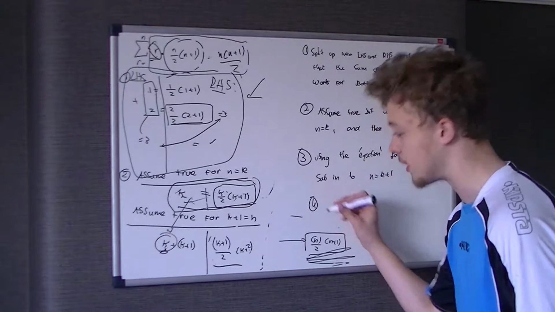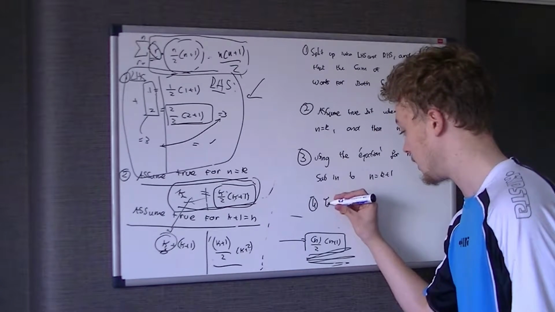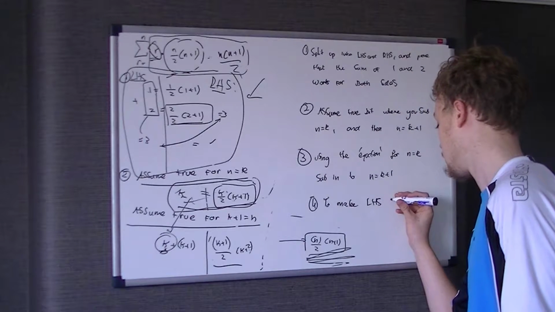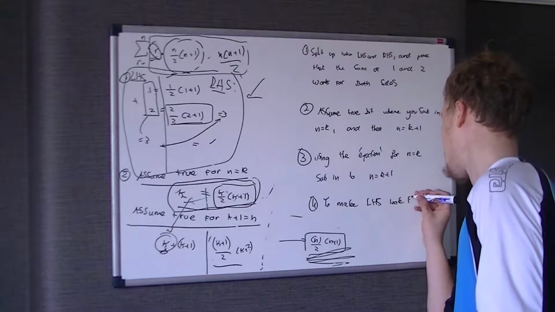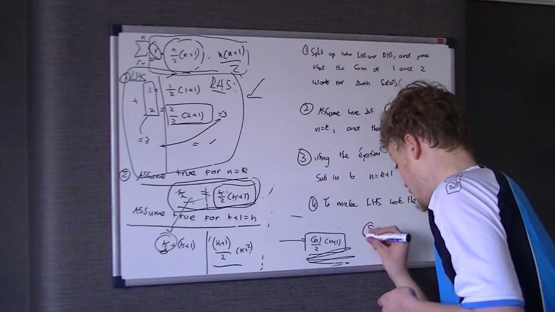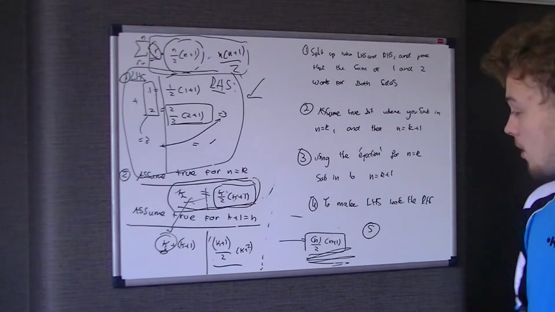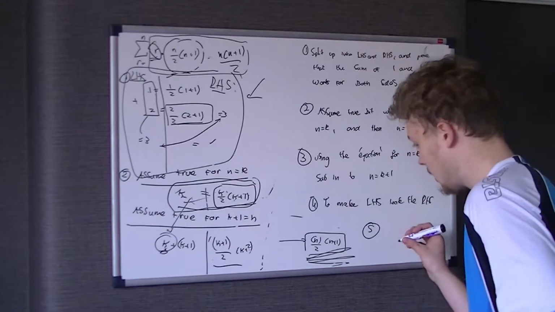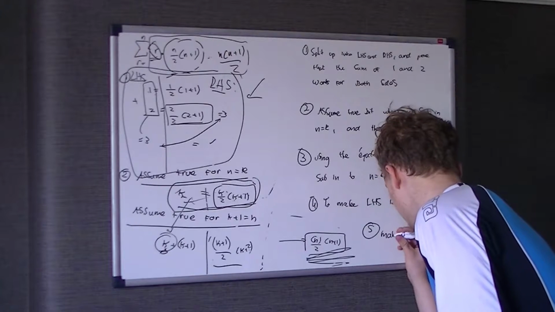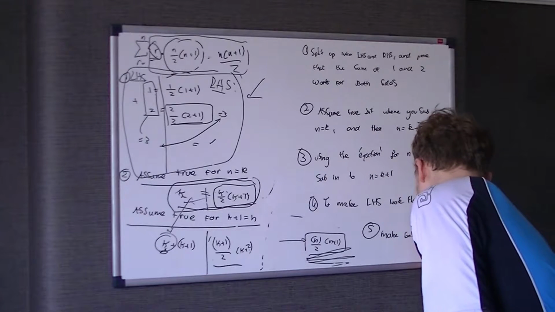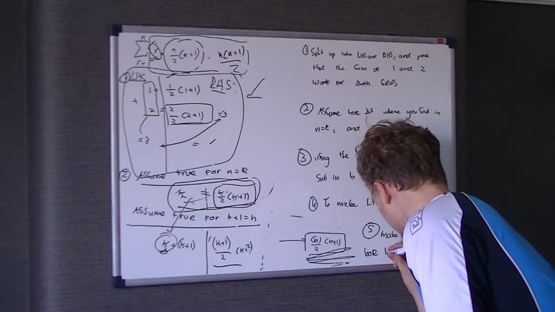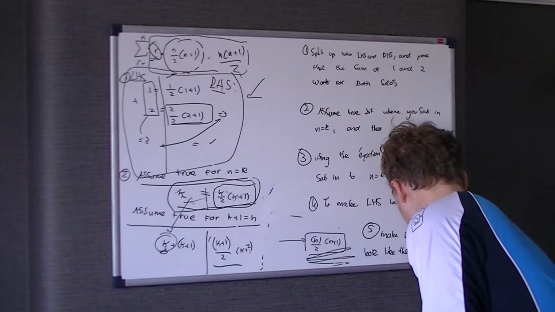And then the fourth point would be to make the left hand side look like the right hand side. And the fifth point is about making both sides look like the original sum equation that you're trying to show.